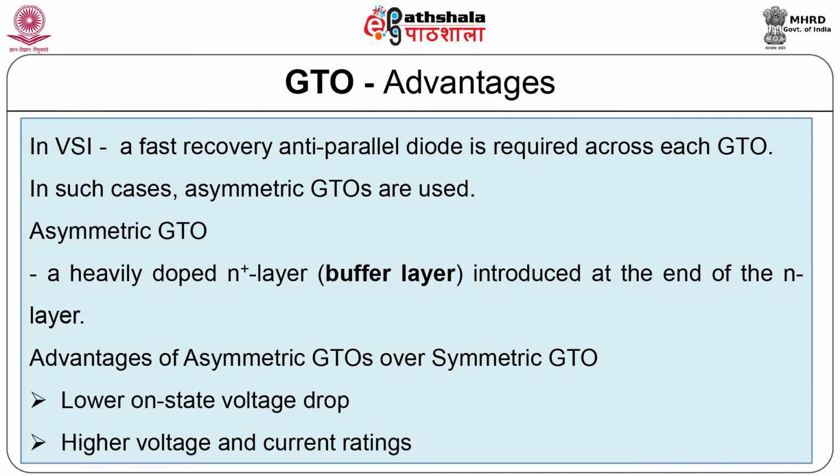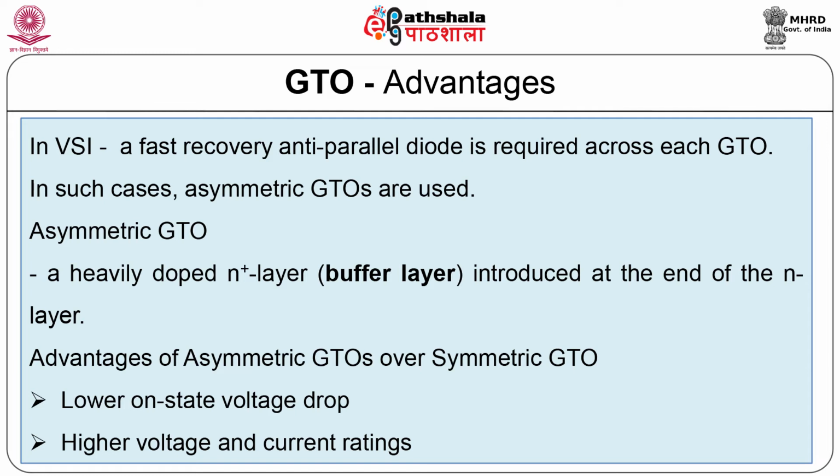In voltage source inverters, a fast recovery diode is necessary across a thyristor. In such cases, asymmetric GTOs are used. Asymmetric GTO is nothing but a heavily doped N plus layer, which is also called a buffer layer, introduced at the end of the N layer. So, it does not have reverse blocking capability. Reverse blocking capability of asymmetric GTO is obviously very low.